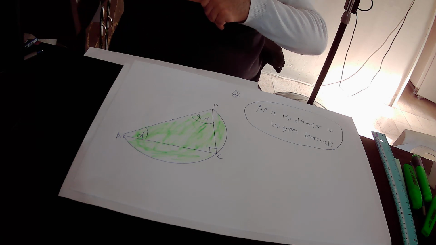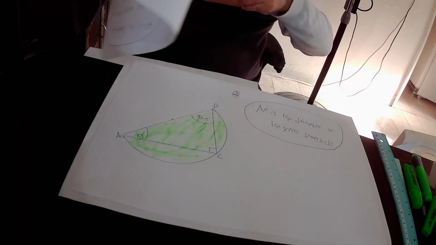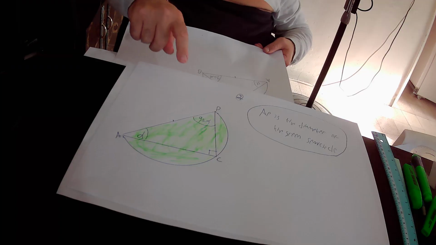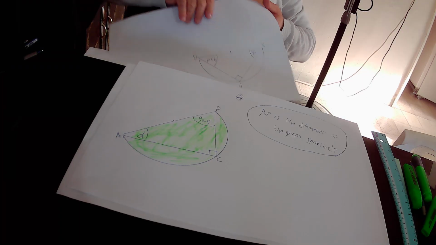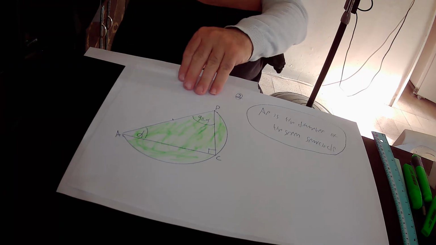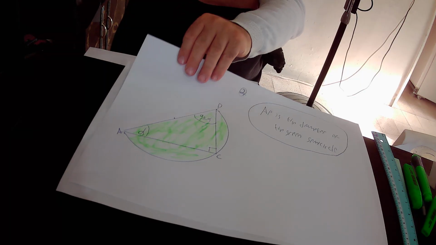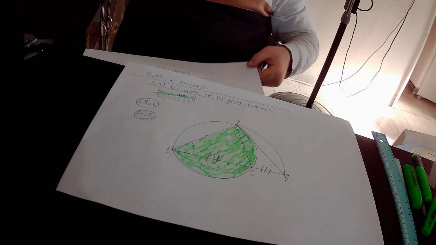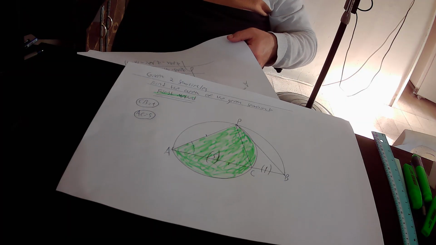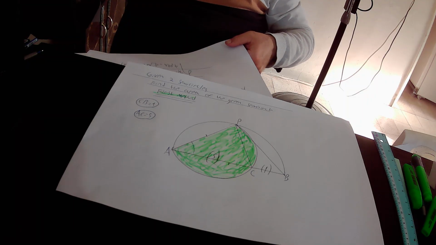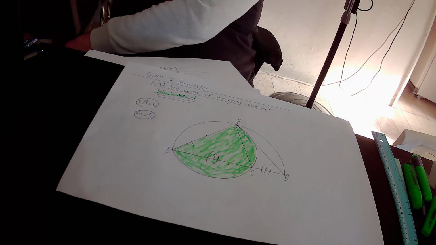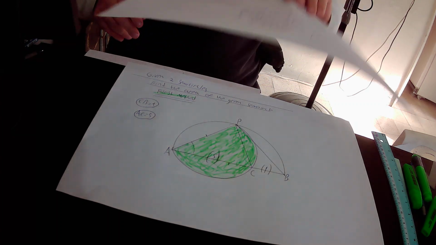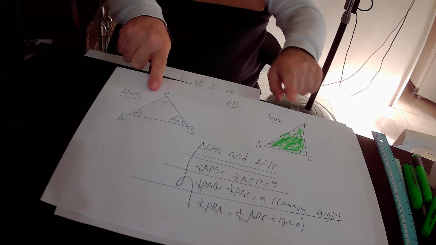In the next step, we proved that this white triangle APB is similar to this green triangle, triangle APC. So I copied the two white triangles in the new page and we proved that the two white triangles are similar to each other according to the angle similarity rule. Those are the two right triangles from the original drawing.